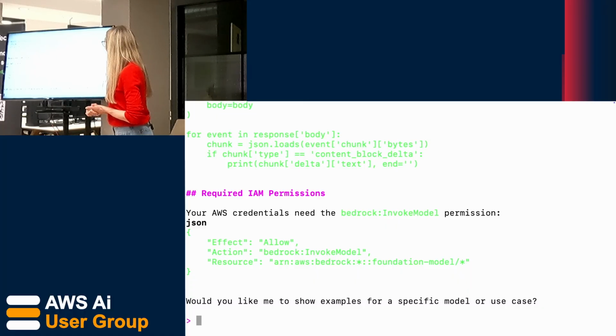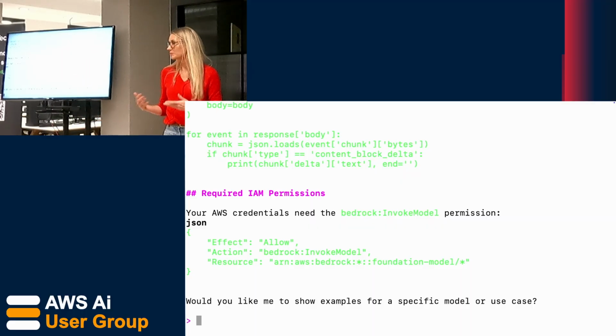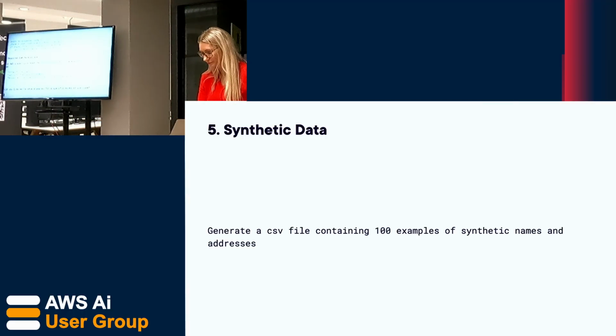So there we go, it's given me loads of information, it's given me some Python code that I can use, it's telling me what IAM permissions I need if I want to actually invoke a model, and asking if I've got a specific use case that I want examples for.